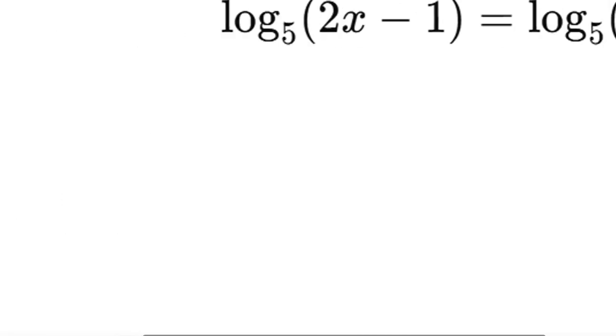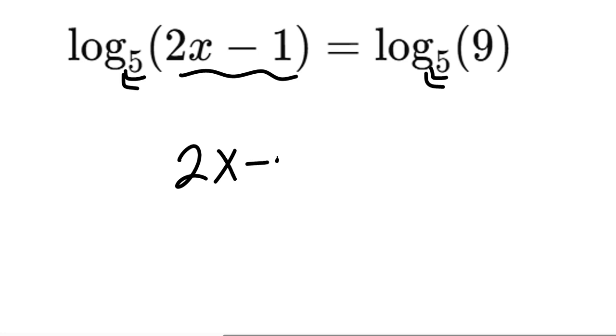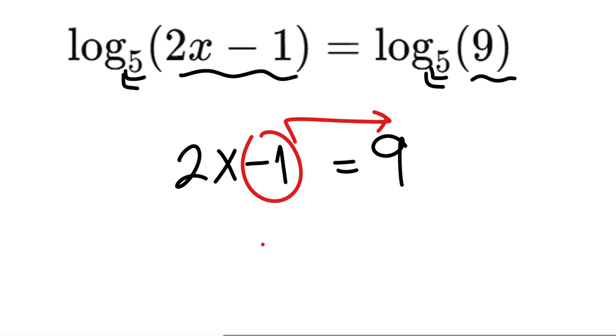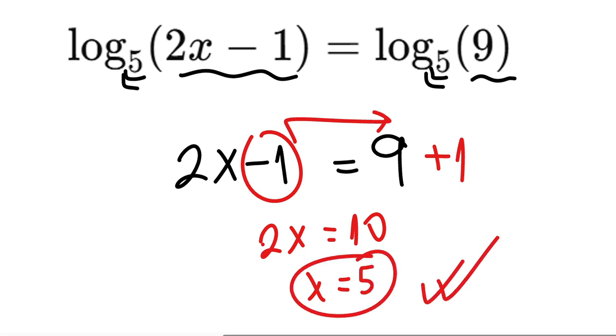Now, the same logic applies here. If we have the same base, 5 and 5, then that means that 2x minus 1 is equal to 9. Oh, then it's not hard anymore. Now it's easy, right? A simple equation where we just switch negative 1 to the other side and make it positive 1. So 2x is equal to 10. Finally, divided by 2, x is equal to 5.